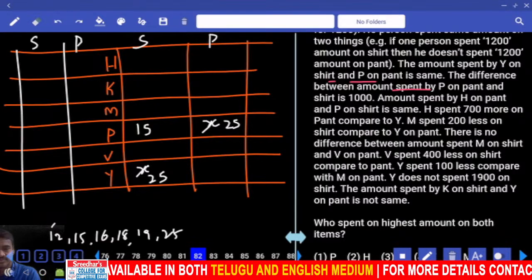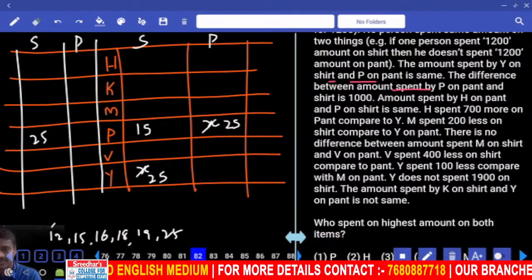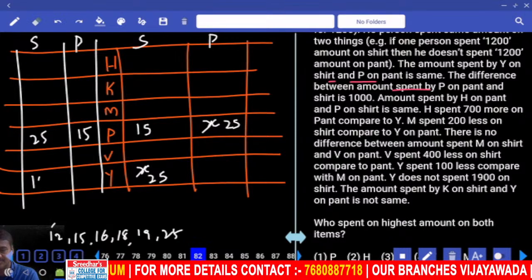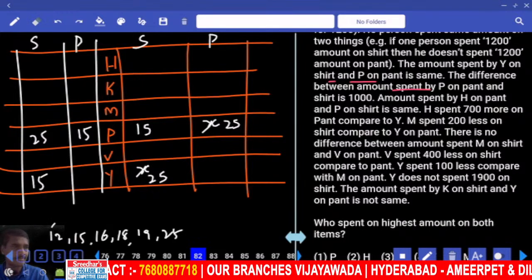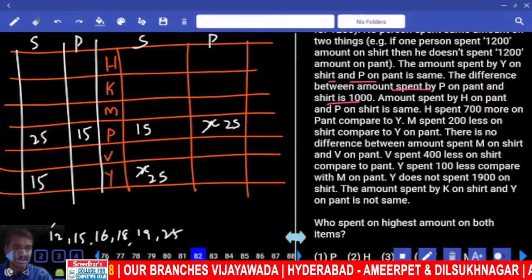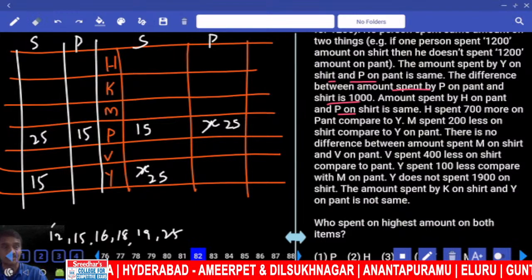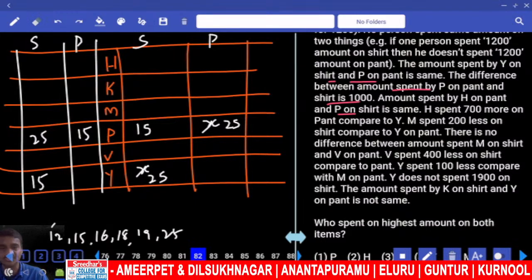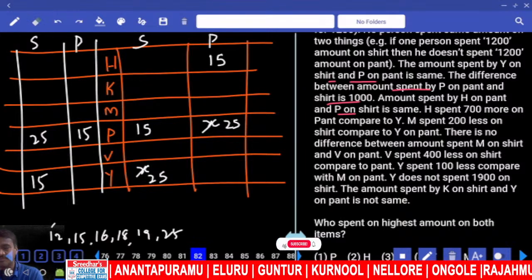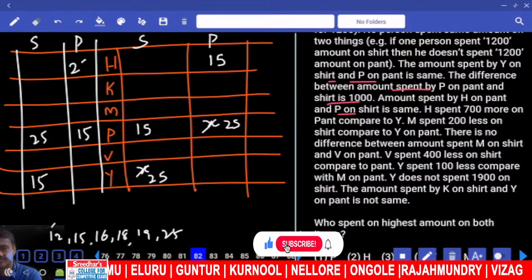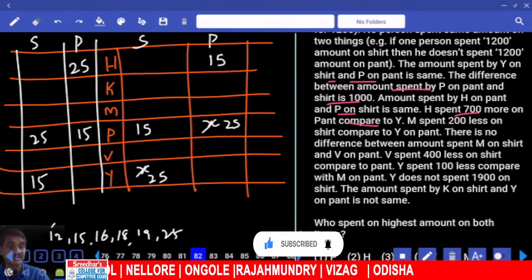Shirt and a pant. If this is 25, then what is the shirt? If it is 25, what should the pant be? 15. Now what should this be? 15. Does it fit or not? We have 2 possibilities, starting with 15, 15 and 25. Done? Then the amount spent by H on pant and P on shirt is the same. Now P on shirt is 15, so H is 15. P on pant is 25 and this will be 25. Correct? 25 and 25.